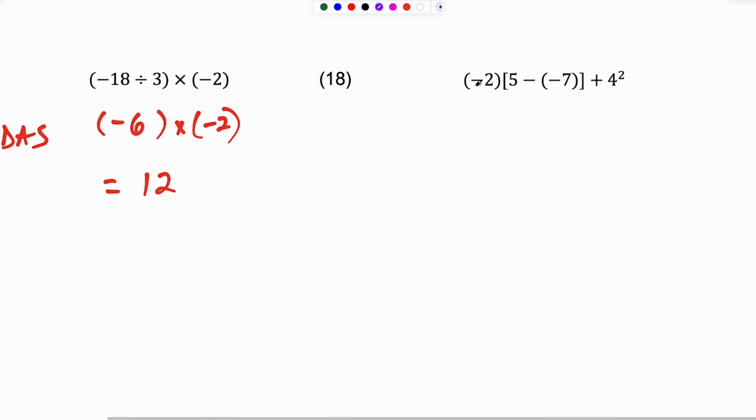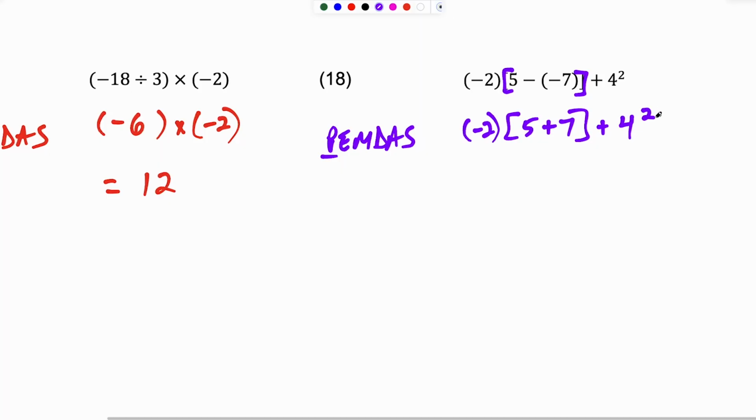Question 18, we have -2 times, in the brackets here, we have 5 minus -7, and then outside the brackets, we have +4 squared. So for this one here, we're going to start with the brackets because brackets act as their own set of parentheses. So we're going to be focusing inside here first. We'll just make this a little bit neater. Inside, we're going to do 5 minus -7 is 5 plus 7. And outside the brackets, we have times -2 on this side and then +4 squared on the other side.